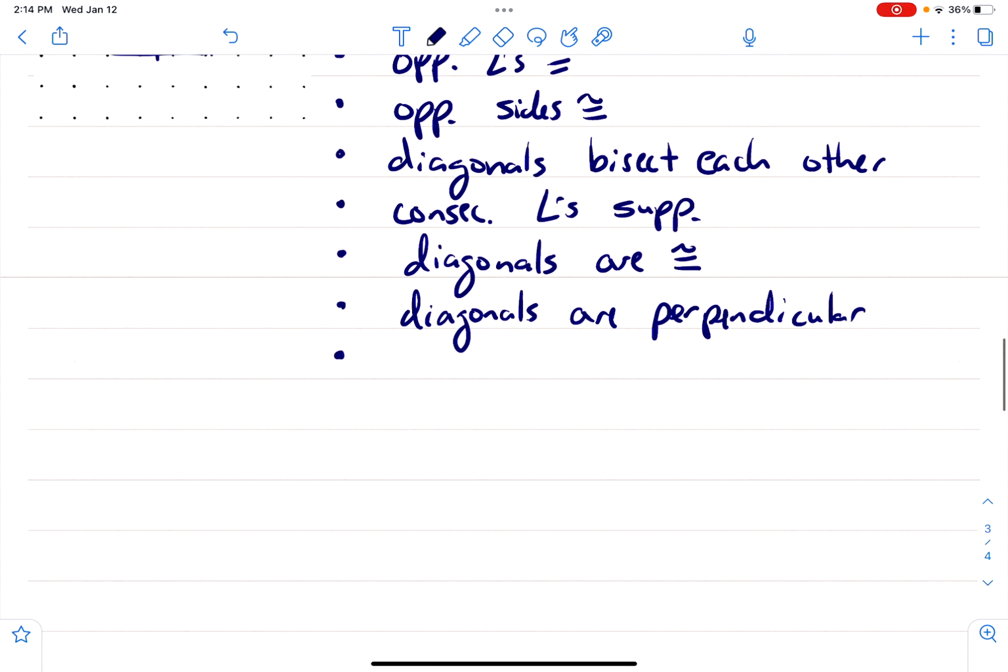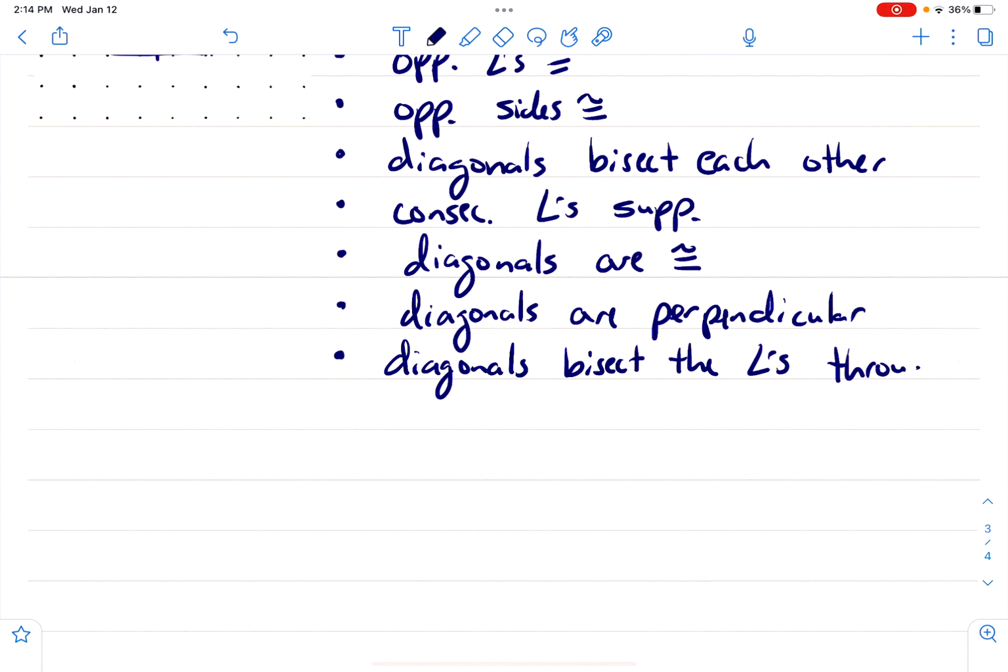Perpendicular. And the other one's wordy. But we're down to the last one. And I say the diagonals, what do they do? They bisect the angles through which they pass.